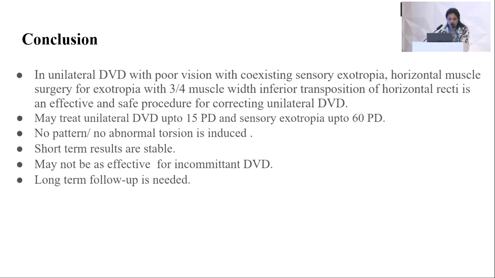Concluding my case, in unilateral DVD with poor vision, with coexisting sensory exotropia, horizontal muscle surgery for exotropia with 3/4 muscle width inferior transposition of horizontal recti is an effective and safe procedure for correcting unilateral DVD. It may treat unilateral DVD up to 15 PD and sensory exotropia up to 60 PD. There is no pattern, no abnormal torsion is induced after the surgery. Short-term results are stable, and it may not be as effective for incomitant DVDs, and long-term follow-up is needed in such cases. Thank you.